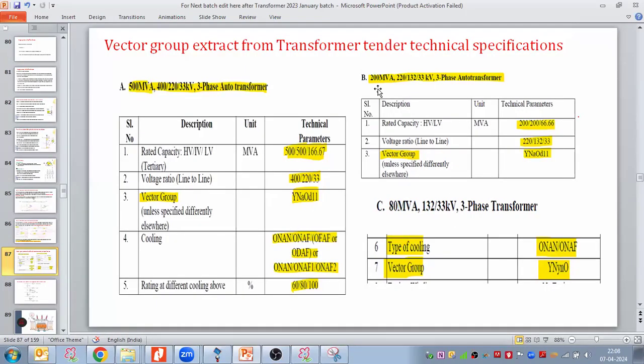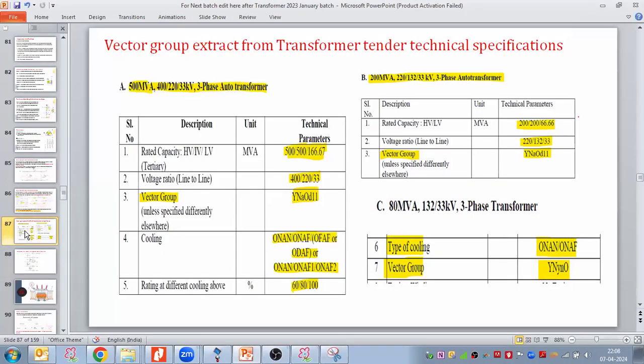And then for 200 MVA, 220 by 132 kV, again we are taking YN0 D11, and 80 MVA, 132 by 33 kV. There is a huge difference in HV and LV voltage, so we have to take a two winding transformer, which is YN0 we are taking here. This is as per the Indian engineering practices.